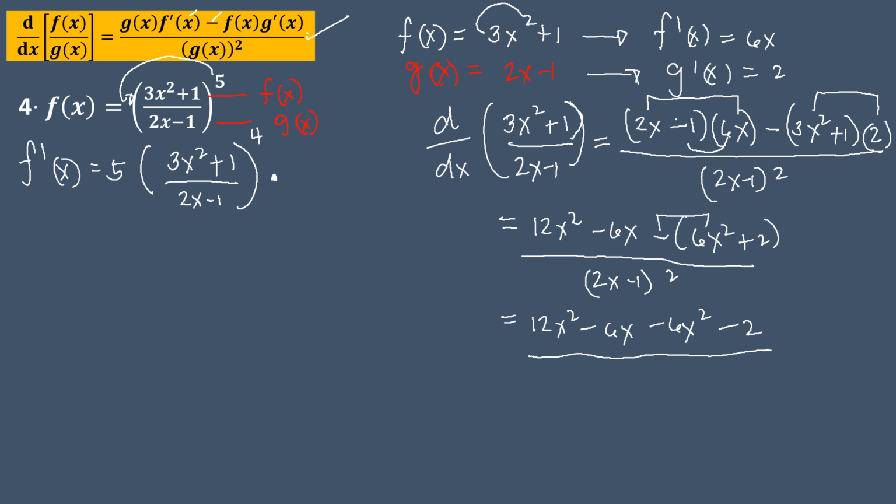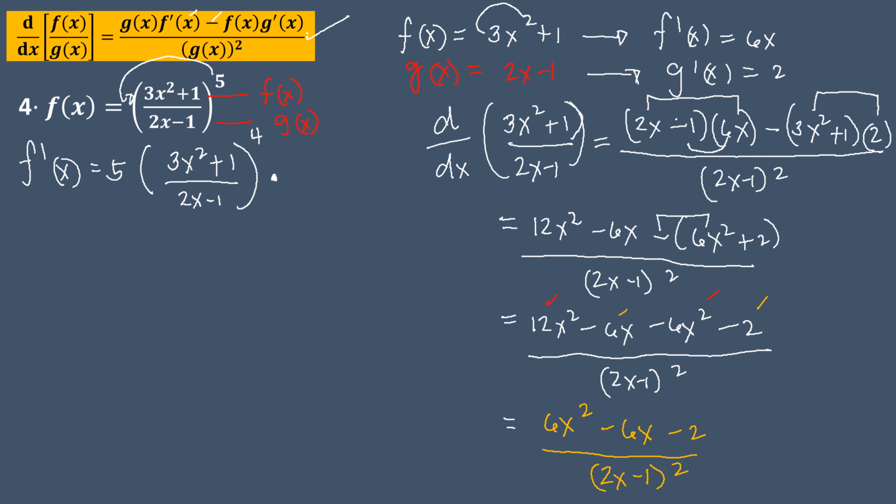And this is over (2x - 1)^2. There are terms that can be combined, and they are the 12x^2 and the negative 6x^2. Thus, it will give you 6x^2 minus 6x minus 2, and this will be over (2x - 1)^2.